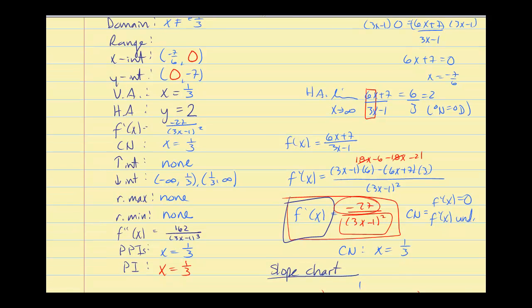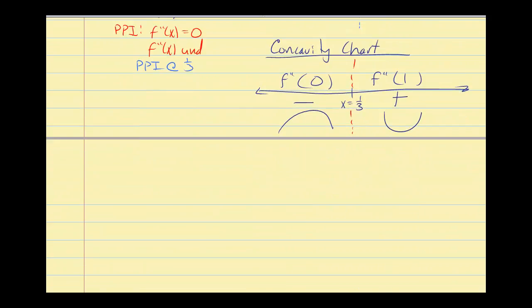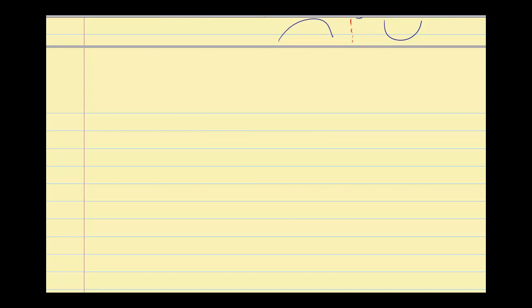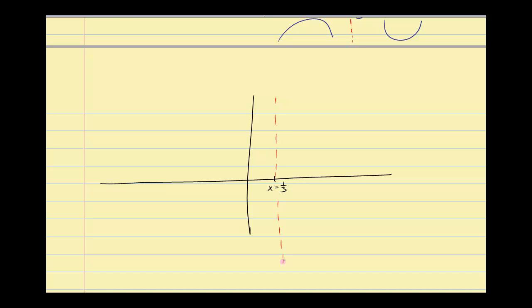So my domain, vertical asymptote is at 1/3, horizontal asymptote is at 2. So let's go ahead and get started graphing this. First of all, because I have a vertical asymptote at 1/3, I have to make sure that I scale my graph correctly. So x equals 1/3 is an important point here. So x equals 1/3, I'm going to have a vertical asymptote. I also had a horizontal asymptote at y equals 2, so I'll call this point 2. And again, you have to scale these so we can see what's going on.